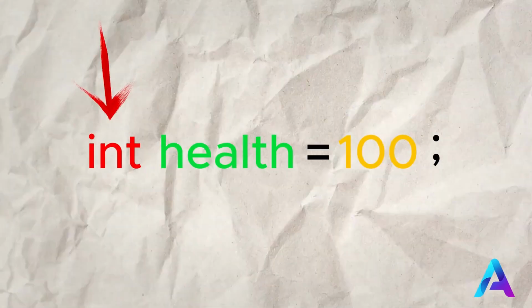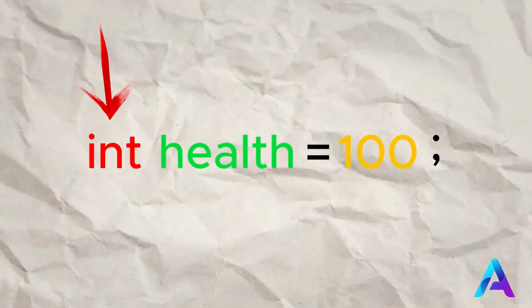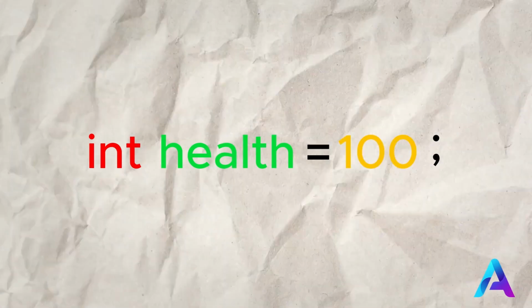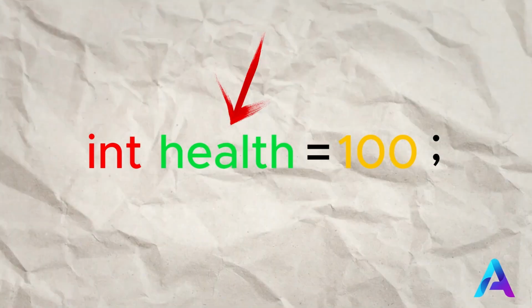As you can see, it contains three parts. The first one is the type of our box or variable. We should clarify what type of content we want our box to hold. Here we wrote int, which means integer. And in the second part, we give our box a name or a label.